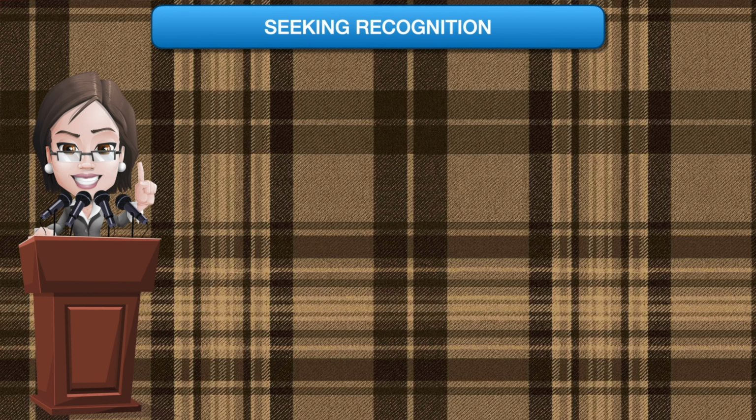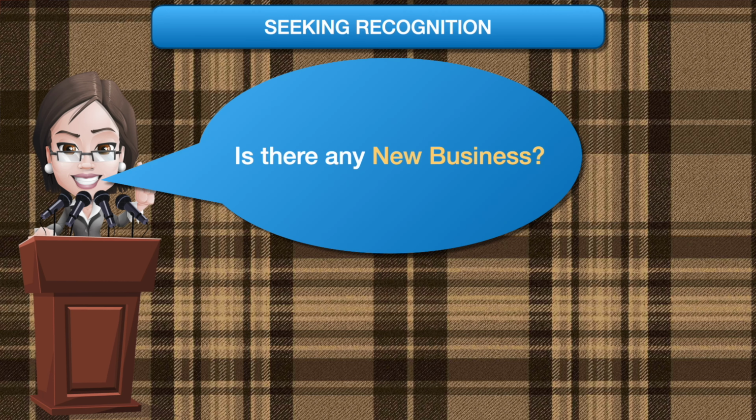First, we need to be recognized by the chair, so we do what is known as seeking recognition. You do this when the chair asks, is there any new business? If the chair of your meetings doesn't normally ask for new business, you'll want to watch this video for more information on new business, agendas, and getting business added to the agenda.